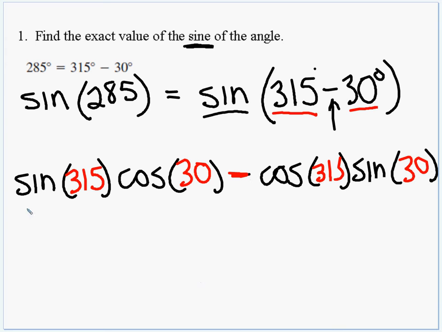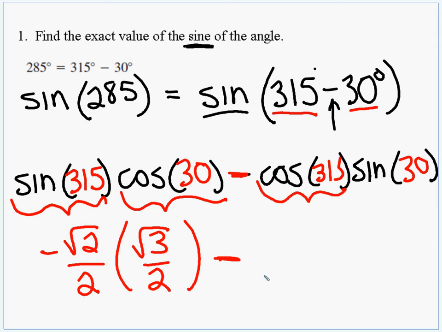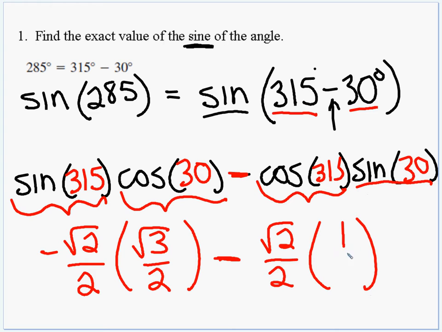And now we go to the unit circle. The sine at 315 here, that is a negative root 2 over 2. And we're going to multiply that by the cos of 30. And the cos of 30 is root 3 over 2. And then we got our minus sign. The cos at 315, that is root 2 over 2. And we're going to multiply that by the sine of 30, and that's 1/2.